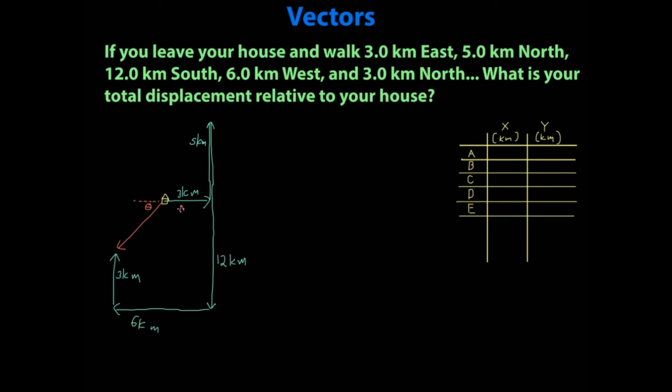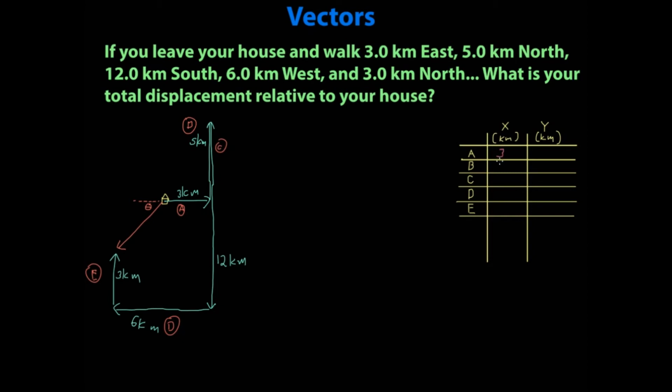I'm going to label all these vectors. Label this A, B, C, D, E. I'm going to take them, I'm going to put them in my table here. So I have the x-axis and y-axis, and I already have the units here in kilometers, so I'm not going to bother with the units in the table itself.